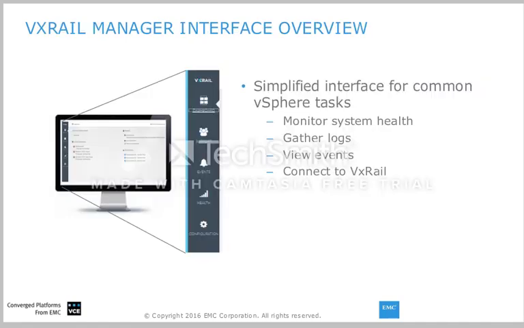The VxRail Manager interface provides a simplified way to perform some of the common tasks usually done in vCenter. While vCenter remains available for all management tasks, VxRail Manager monitors overall system health, gathering log bundles and viewing events. The various areas on VxRail Appliance Management can be accessed by the simple navigation bar on the left side of the interface.